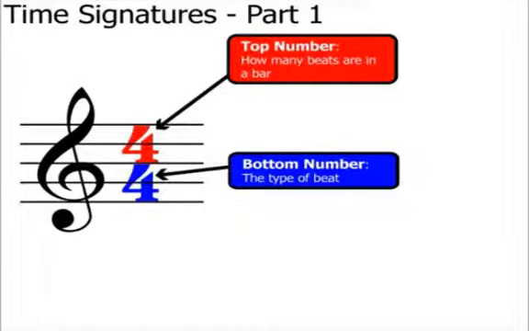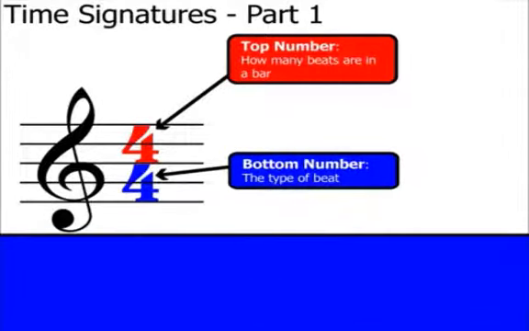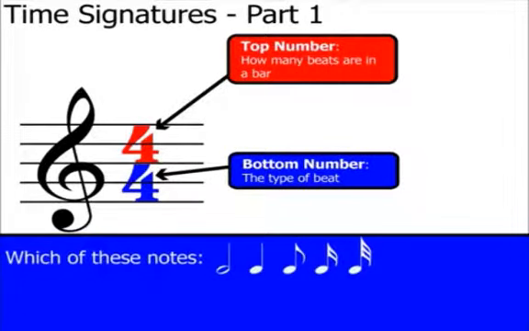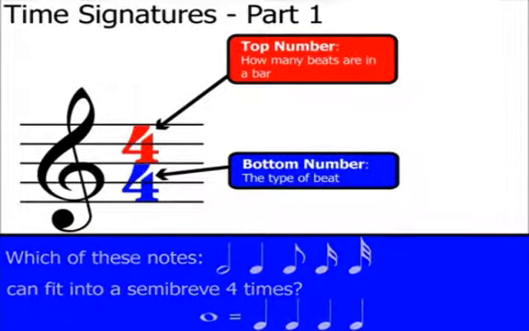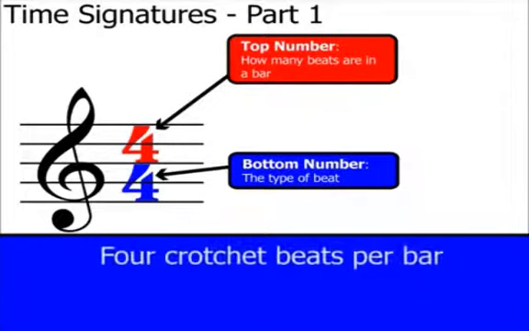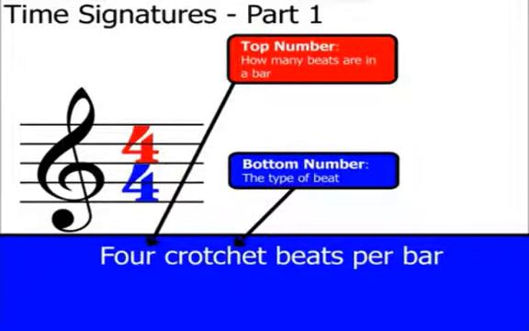In this example, the bottom number is 4. This effectively means which note, and here are a few, can fit into a semibreve 4 times. 4 times because there's a 4 at the bottom of the time signature. The answer is a crotchet, this one, as it has a value of 1 and can fit into a semibreve 4 times. So we can say that the full meaning of 4-4 is 4 crotchet beats per bar, the 4 being the number of beats, the crotchet being the type of beat.